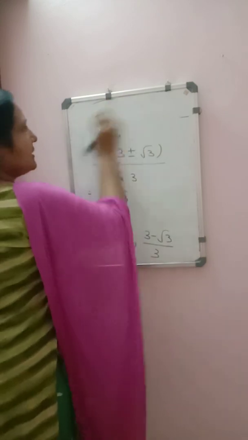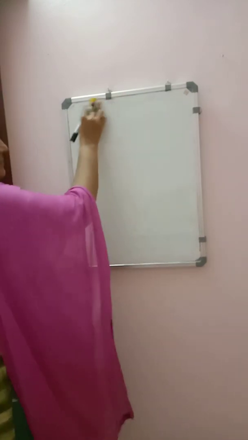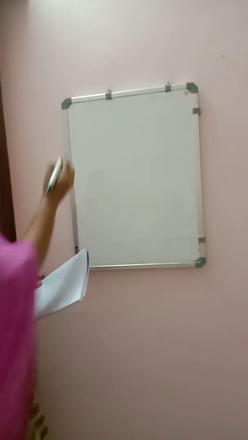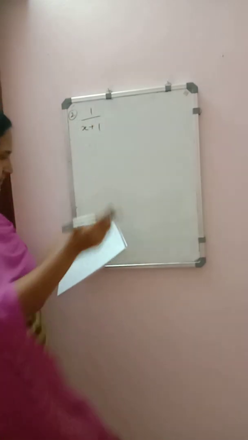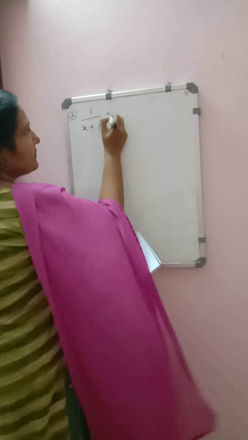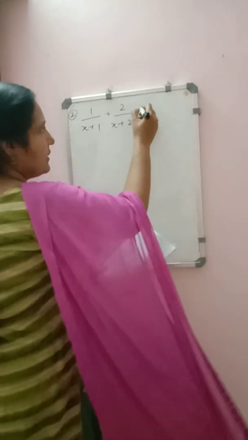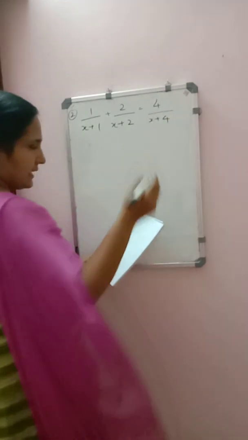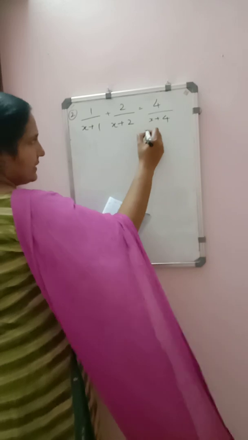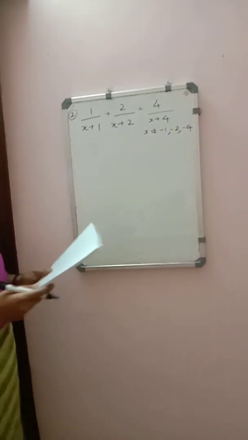Moving on to the next question. Next question is 1 by x plus 1 plus 2 by x plus 2 equal to 4 by x plus 4. Again the condition is given, x not equal to minus 1, minus 2 and minus 4.